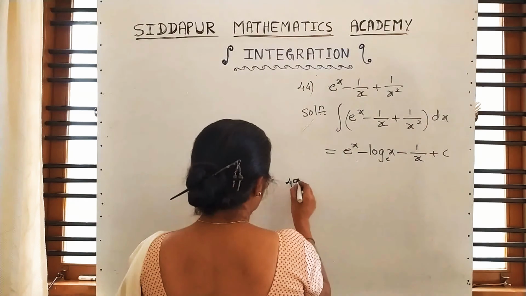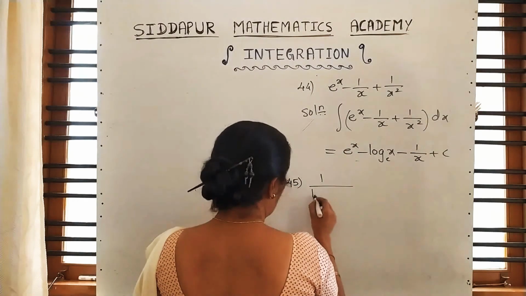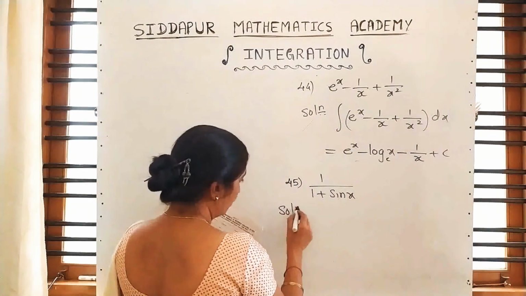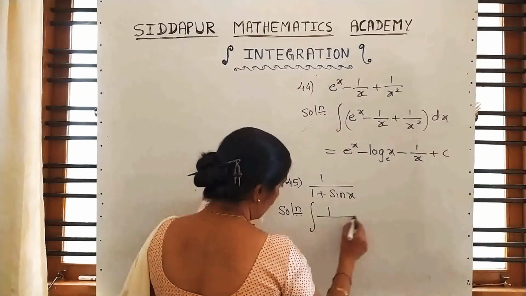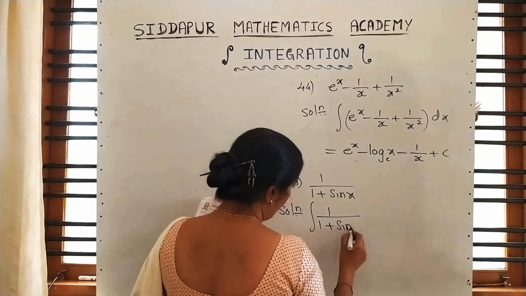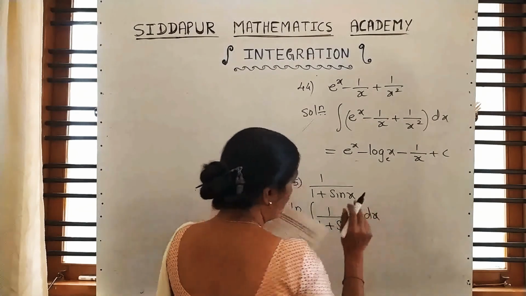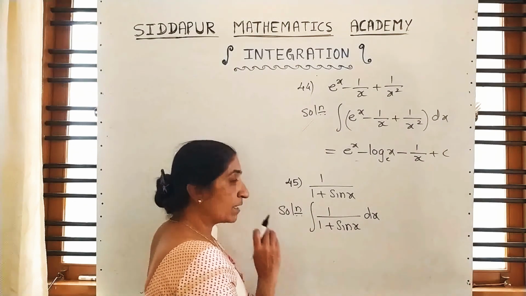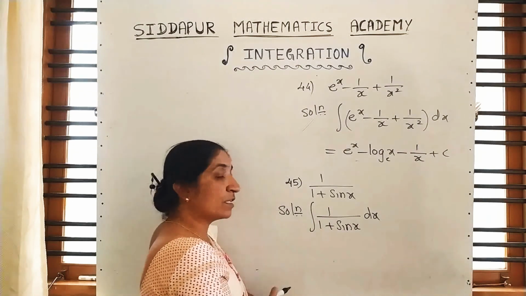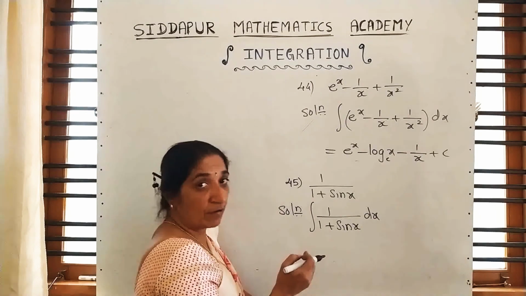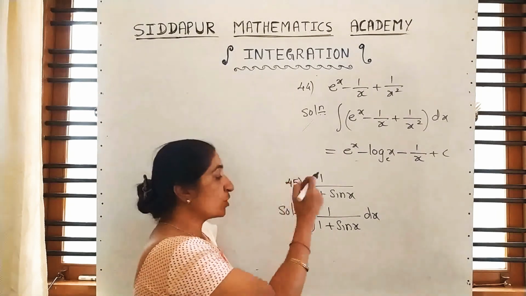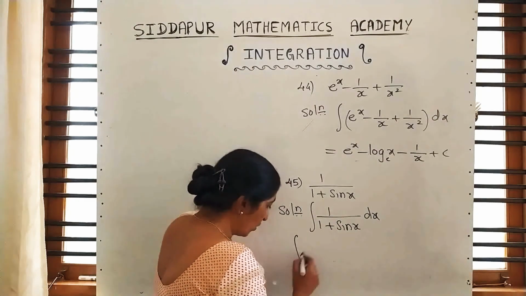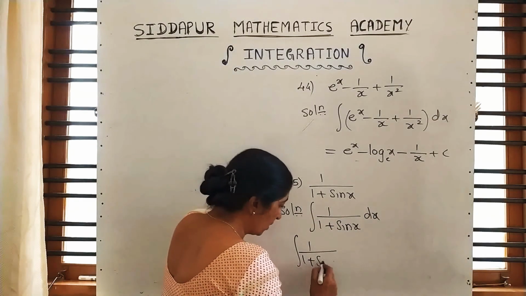Question number 45. 1 upon 1 plus sin x. See, it is integration of 1 upon 1 plus sin x. And we don't know the multiples and submultiple for 1 plus sin x. But the aim is we have to convert this thing to such a term such that it should be suitable for integration. Here we cannot apply u by v method. Then what I am doing? Rationalizing the denominator.